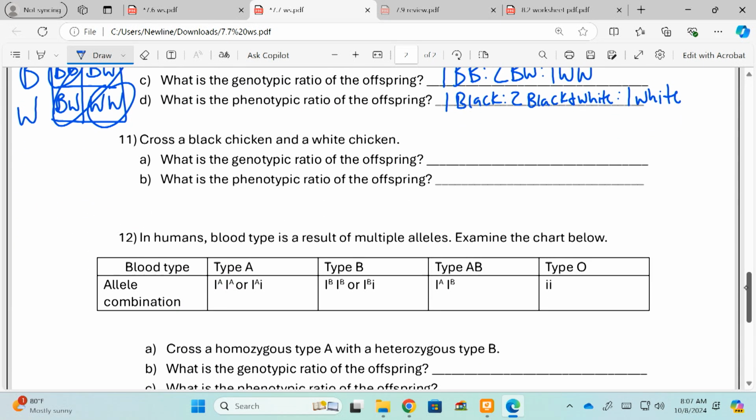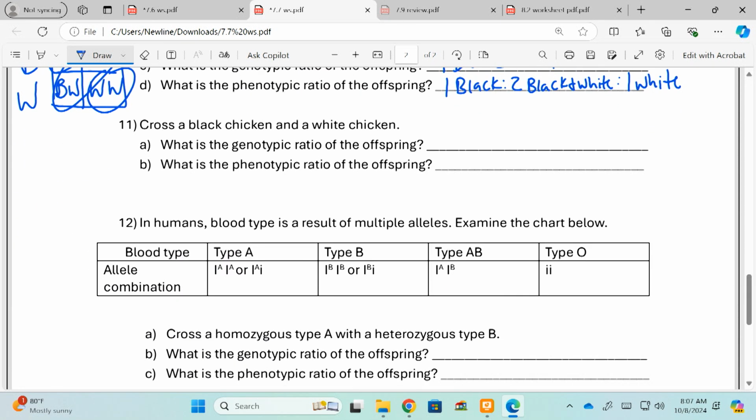All right, let's do this next one, 11. It says cross a black chicken and a white chicken. What is the genotypic? What is the phenotypic? All right, so a black chicken would be like this, 2 B's. A white chicken would be 2 W's. Let's complete the cross and see what we're getting.